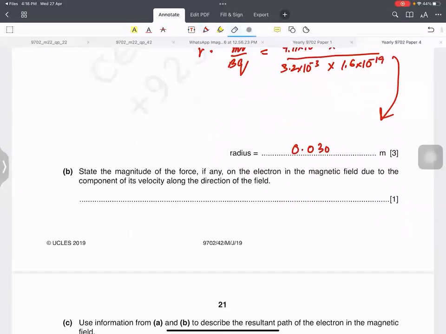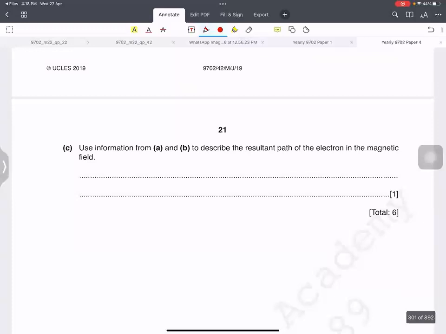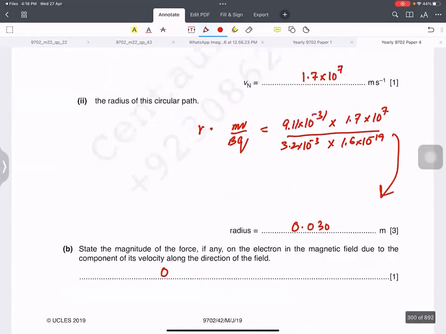Okay. State the magnitude of force, if any, on the electron due to the magnetic field component. Zero, because parallel mein force nahi lagti, hamesha perpendicular movement hoti hai. Use the information to describe the resultant path of an electron.